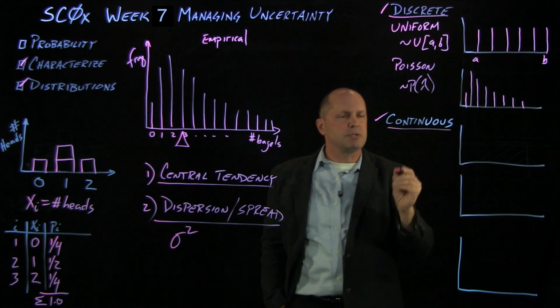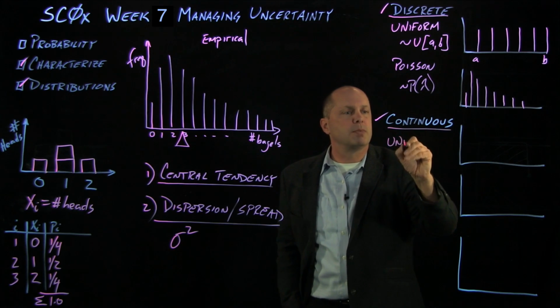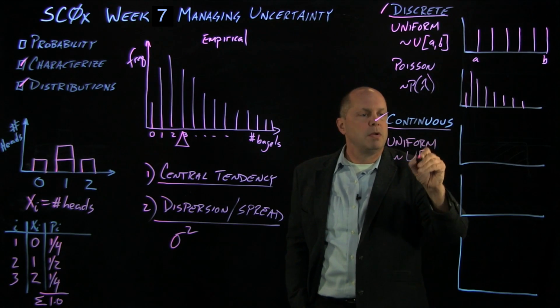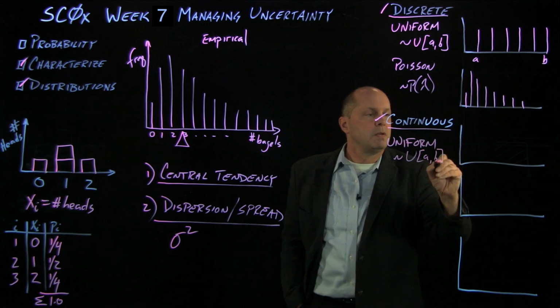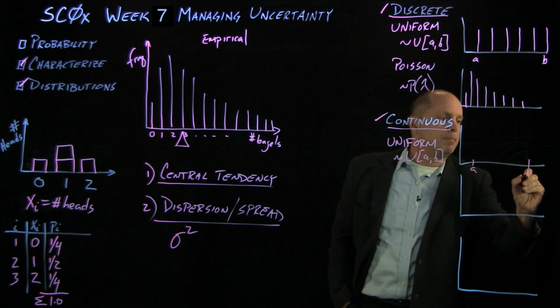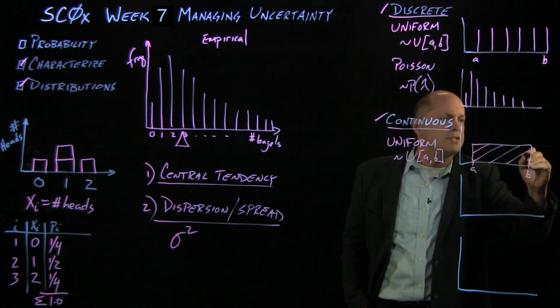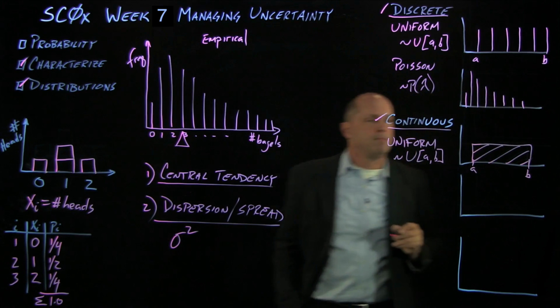We'll also look at some continuous distributions. We'll look at a uniform continuous distribution. And what this looks like, it has the same parameters, a minimum and a maximum, but then the outcome can be anything in between those, not just the discrete values.